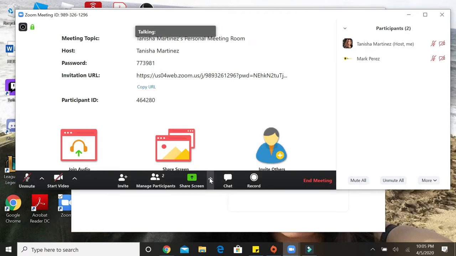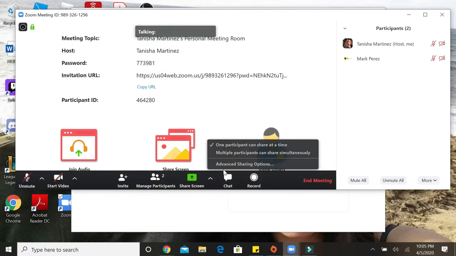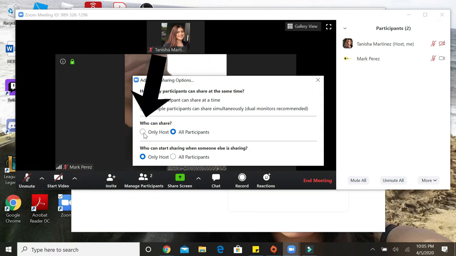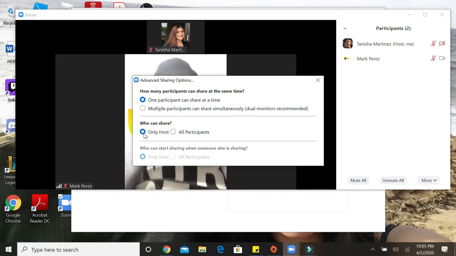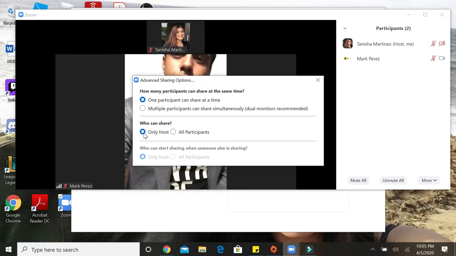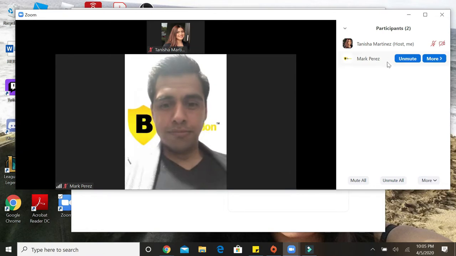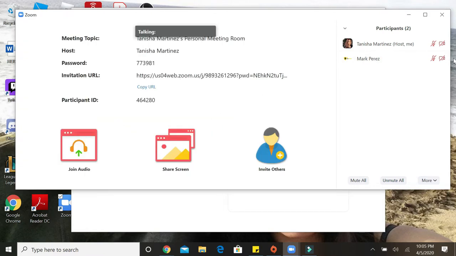Also, to avoid having anybody sharing their screens while the host is presenting, right here where it says share screen, I like to go ahead and click on my advanced sharing options, and you see how it says one participant can share at a time, multiple. I like to keep it just one participant. Where it says who can share, I always put only host. So only the host or co-host can share the screen, so there shouldn't be any option for the participants to share their screens.